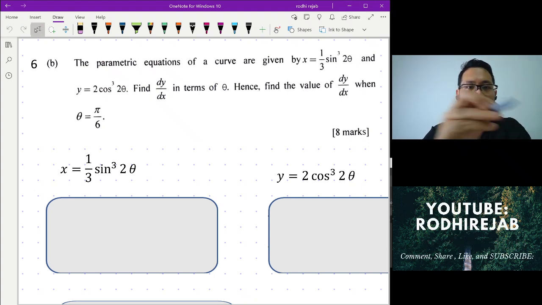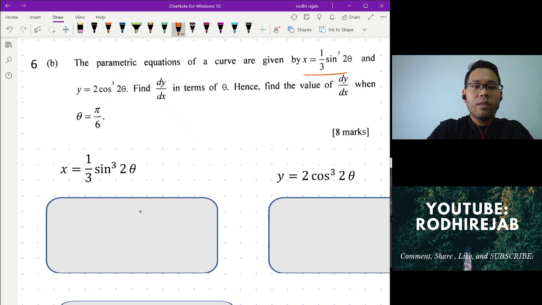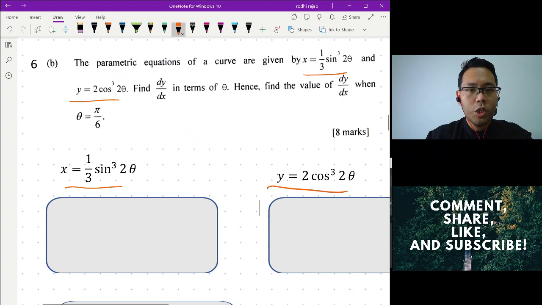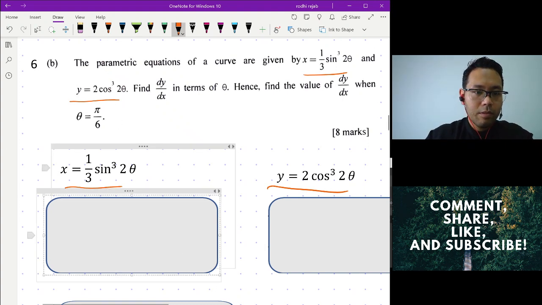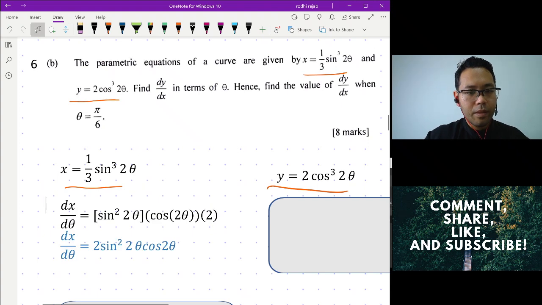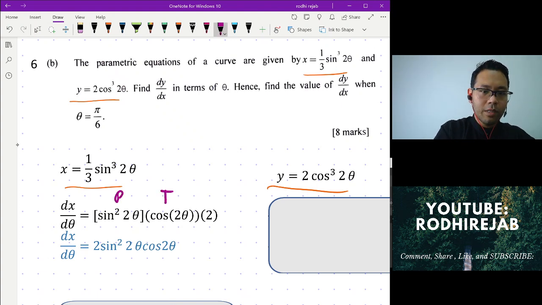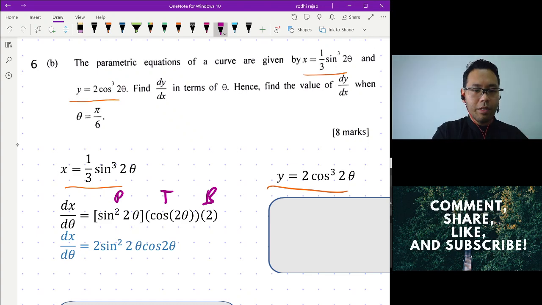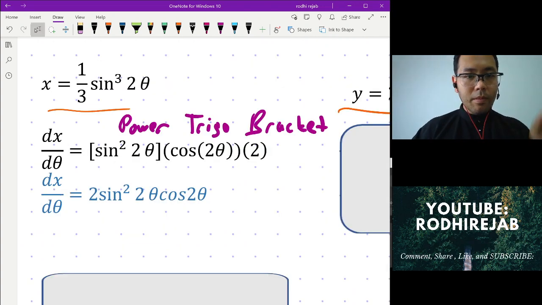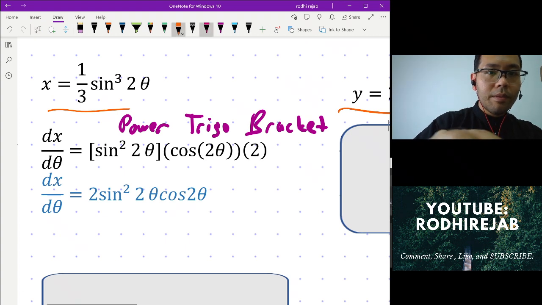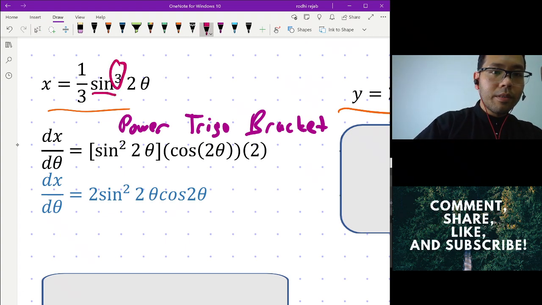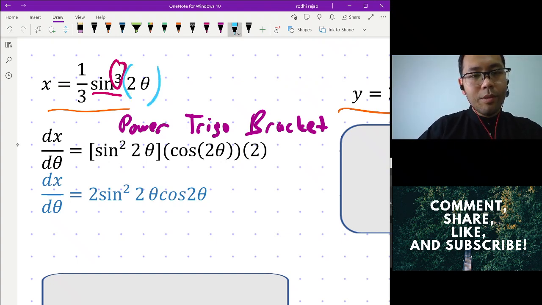We know these two, x and y, so nothing much from here, we just want to differentiate them. Let's try differentiating. Boom, you got that. I always mention to my students there's a trick where you differentiate in this order: PTB, power, Trigo, and bracket. You can see the power is 3, the Trigo is sine, and the bracket is 2 theta. So we do power, Trigo, and bracket.